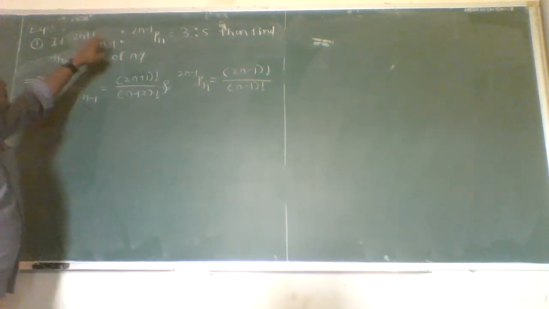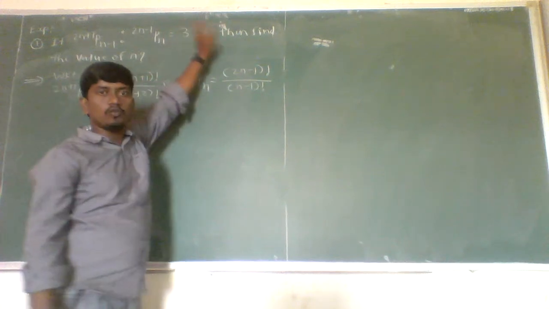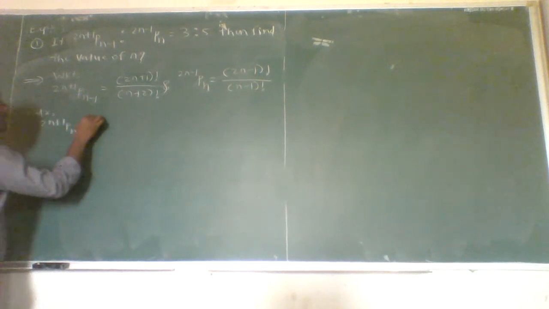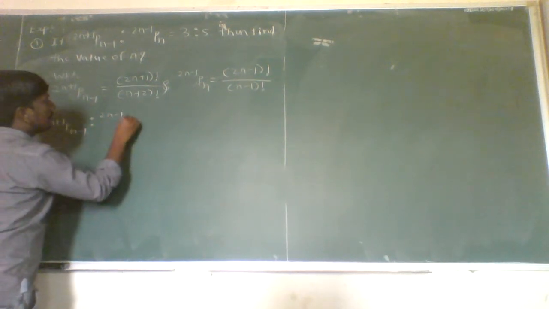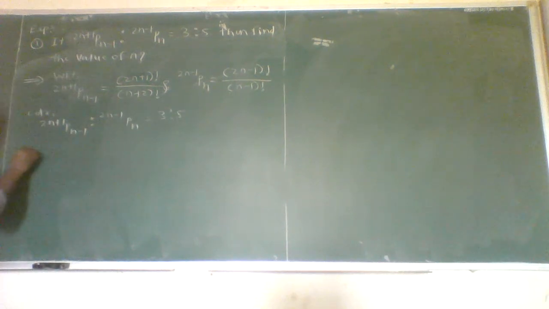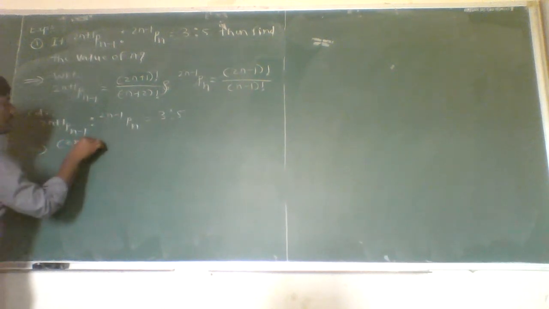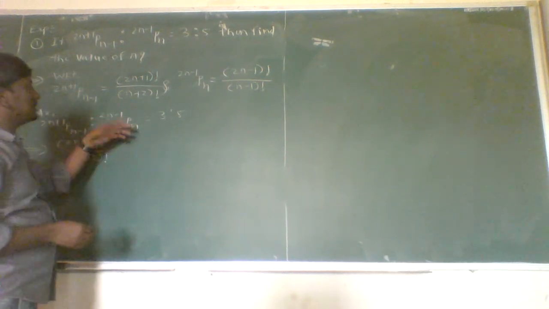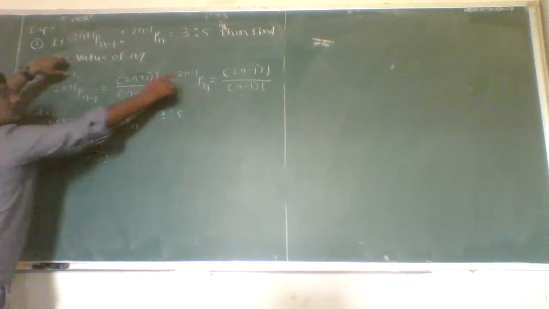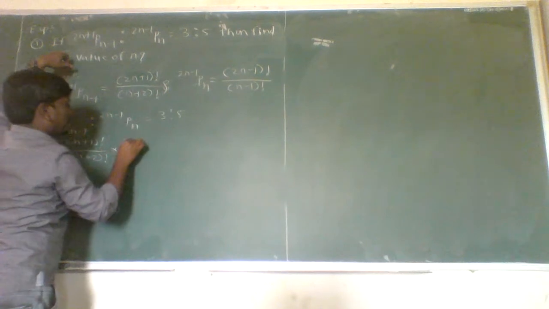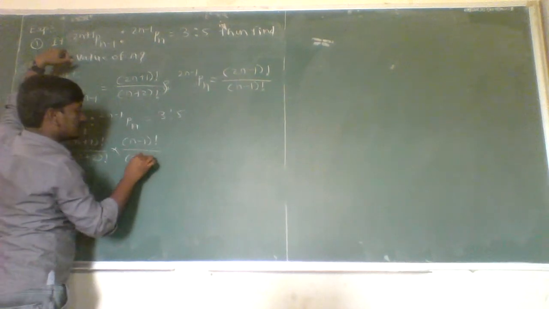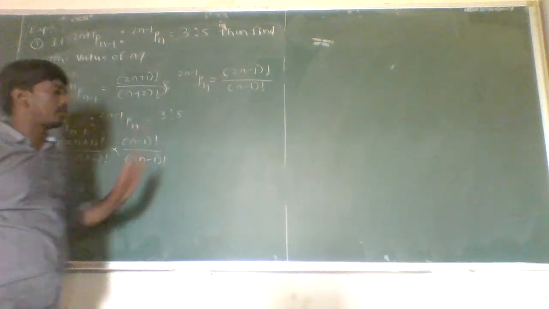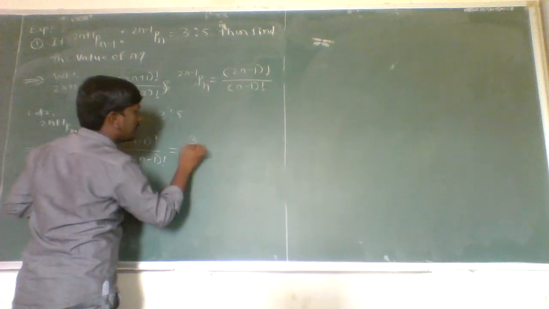Okay, so as here given that (2n+1)P(n-1) : (2n-1)Pn = 3 : 5. Let us consider this ratio equal to 3 : 5. So (2n+1)P(n-1) is nothing but (2n+1) factorial divided by (n+2) factorial, and (2n-1)Pn is nothing but (2n-1) factorial divided by (n-1) factorial. Since if we divide this by this one, then this one goes to numerator and this one becomes denominator. So which is nothing but 3 : 5, that is 3 divided by 5.